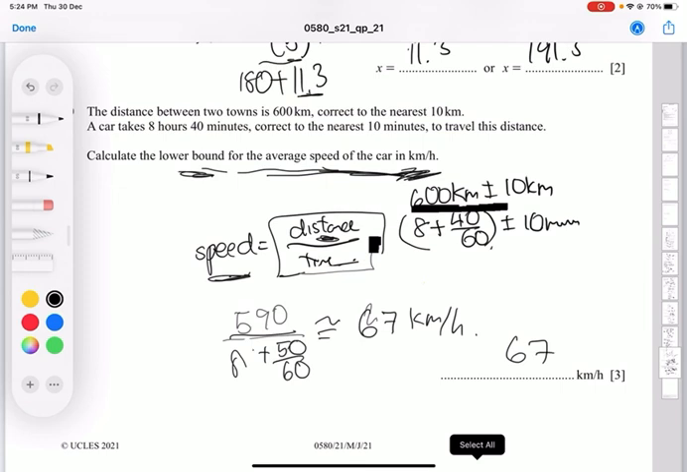Hopefully all of that makes sense. Just make sure that you get the proper lower bound of the distance, and that essentially solves all your problems.